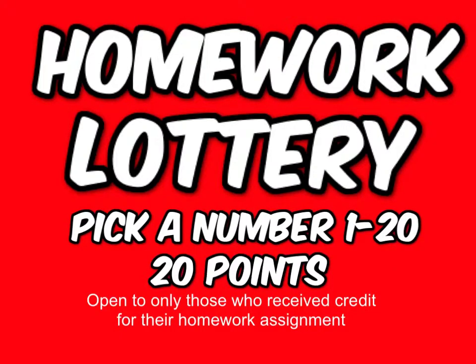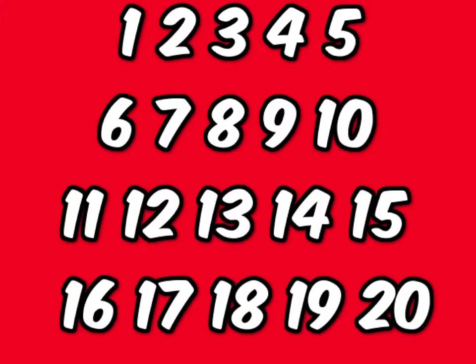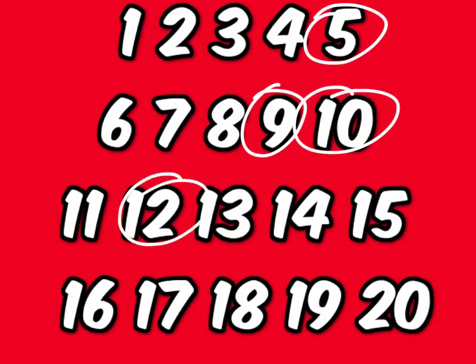If you have credit for today's homework, then bring up a number from 1 to 20. I'm going to pick 5 numbers. You just pick 1. Alright, the winning numbers are 5, 9, 10, 12, and 17.